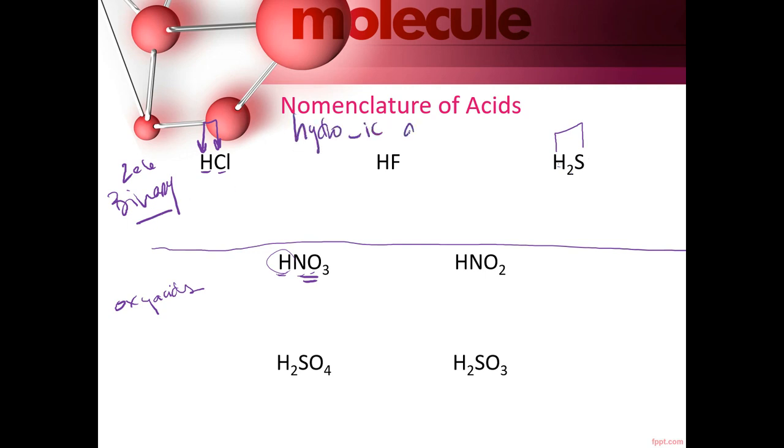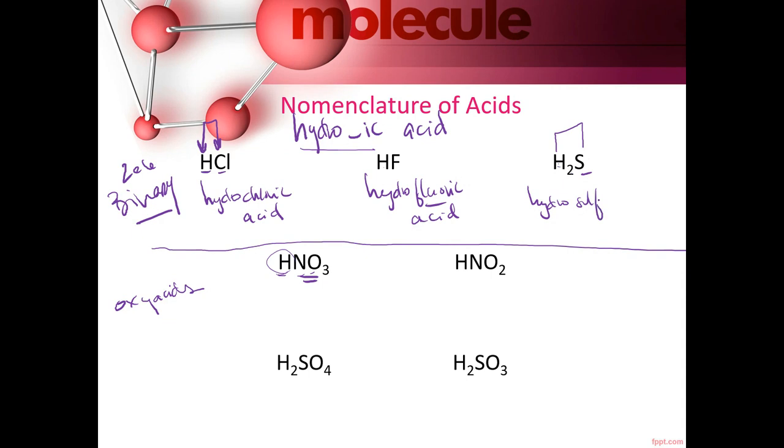Let's talk about how to name our binary acids. Always hydro something ic acid. Binary acids, always hydro something ic acid. This guy is stuck on chlorine. That makes it hydrochloric acid. This guy's stuck on fluorine. That makes it hydrofluoric acid. This guy's stuck on sulfur. That makes it hydrosulfuric acid. Binary acids, hydrogen and only one other element, hydro something ic acid.